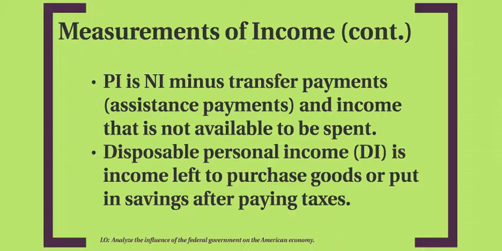And then personal income, or PI, is the national income, or NI, minus transfer payments, which are assistance payments, and income that is not available to be spent. Disposable personal income, or DI, is the income that is left to purchase goods or put in savings after paying taxes.